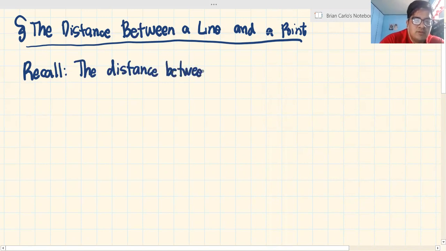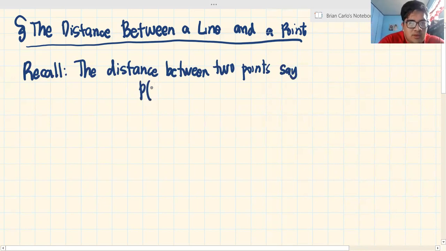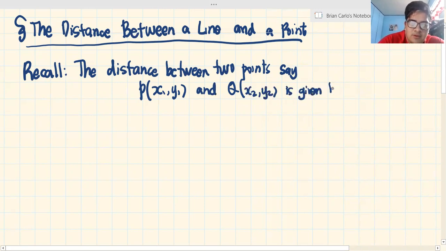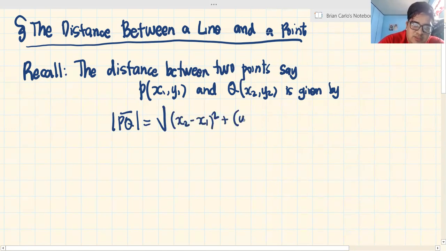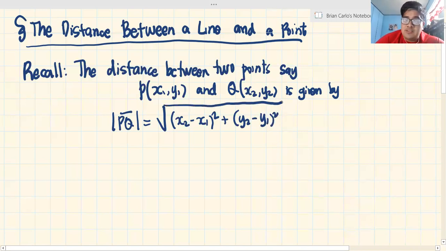between two points, say, P, which is x1, y1, and Q, which is x2, y2, is given by the formula. Ito yung formula, PQ is equal to the square root of x2 minus x1 quantity squared plus y2 minus y1 quantity squared. Diba yan yung distance between 2 points.